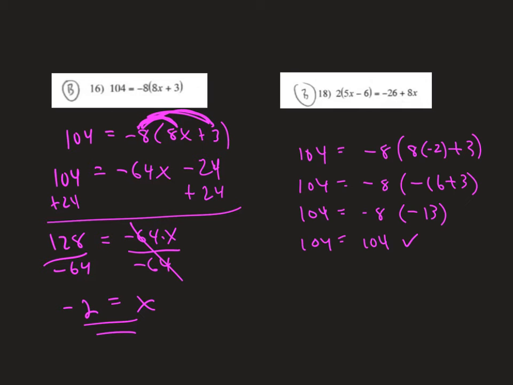Go back and check. As you'll see, I substituted negative 2 in for the value of x. Then I followed my order of operations. 8 times negative 2 is negative 16. Negative 16 plus 3 is negative 13. The negative 8 comes down for the right because that's multiplication, and that trails the parentheses operations. So I get negative 8 times negative 13. I get 104 is equal to 104. So my answer is good to go.